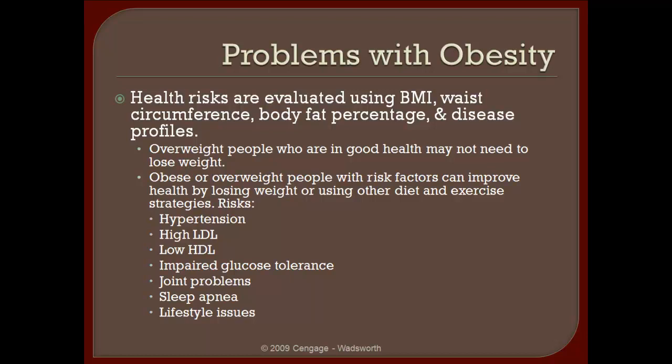When a person is obese, they are at risk for a multitude of things: hypertension, high low-density lipoproteins, low HDLs, or high-density lipoproteins. Both of those increase a person's risk for having a cardiac event. These people oftentimes have impaired glucose tolerance, joint problems from carrying around excess amounts of weight, sleep apnea because they literally just can't breathe, and finally some of the lifestyle issues that go along with being obese.